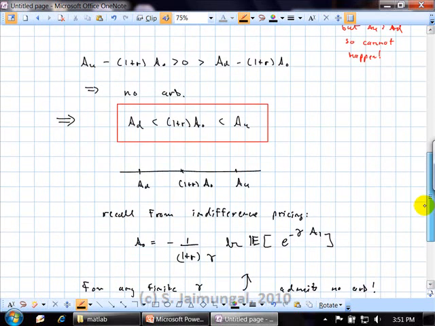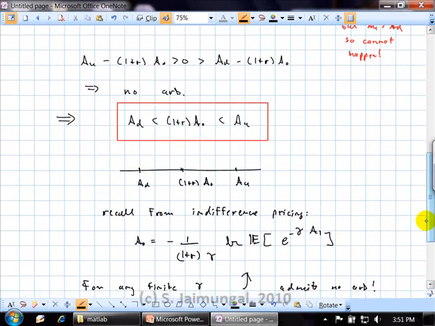Okay, now this statement that I did here, I showed the implication in one direction. AU, AD, and A0 ordered in this way implies no arbitrage. Well, it's not difficult to show the other way as well, and I urge you to try it. No arbitrage implies this ordering. Okay? So try that.